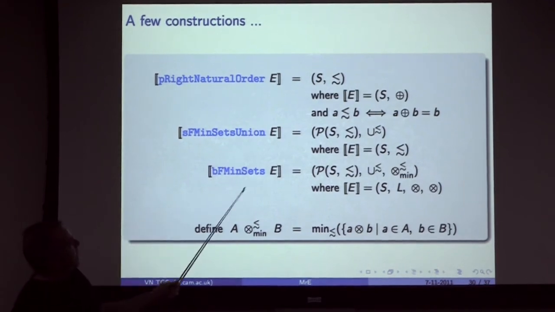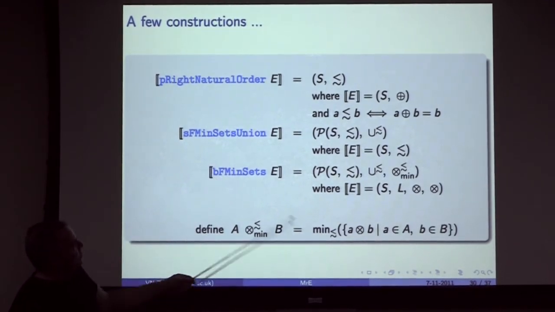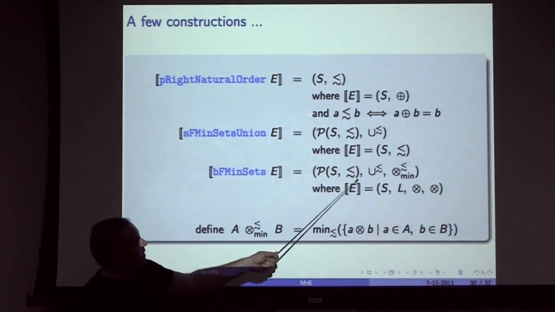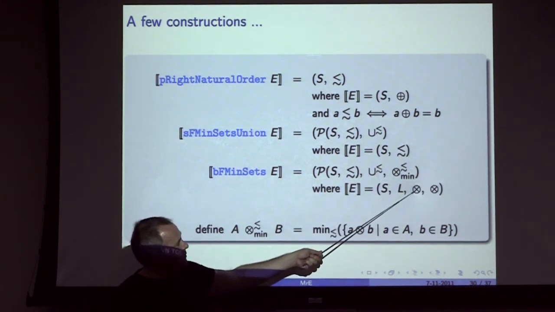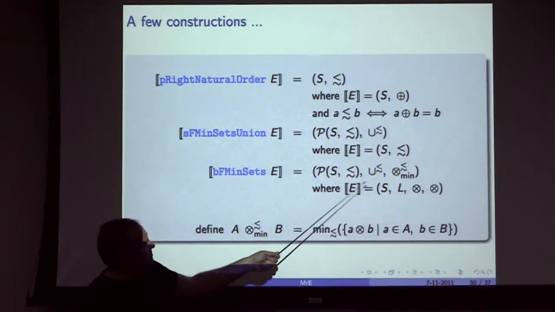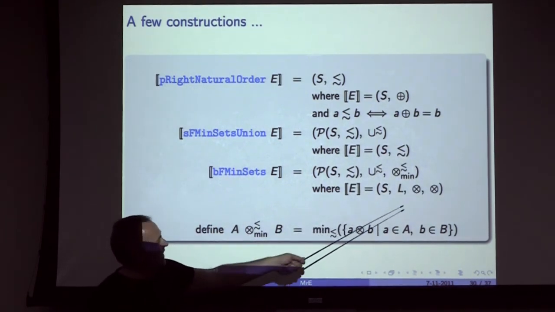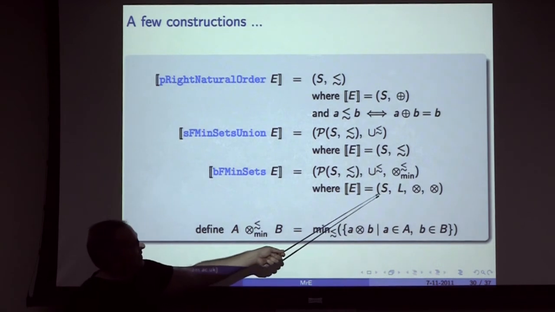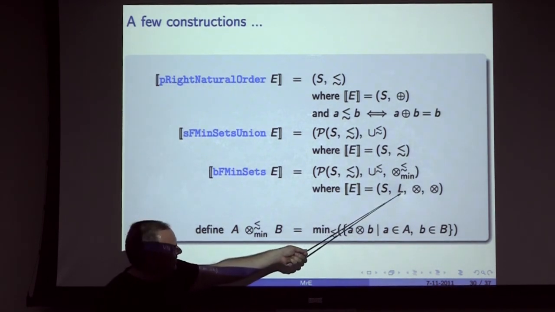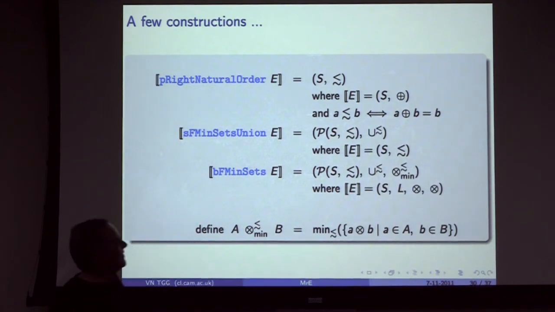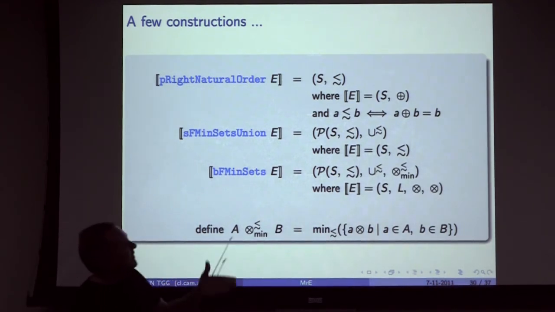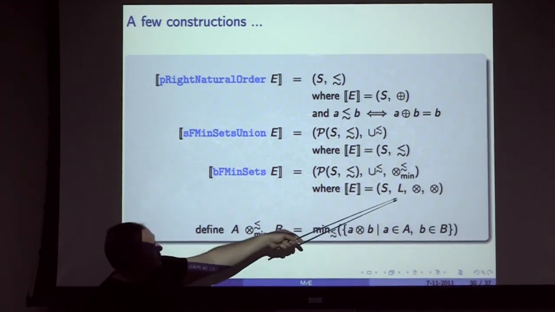Now, how do I build a bi-semigroup? Oops, that should be a plus. Sorry. And what is that L doing there? That L should not be there, and that should be a plus. I was doing this in Starbucks this morning.